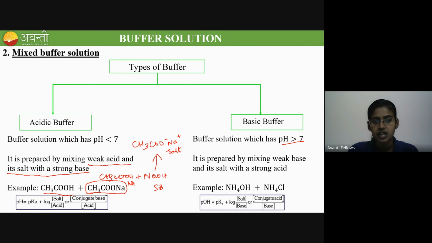Okay, it is a weak acid and its salt. It means a weak acid salt with a strong base. Got it?